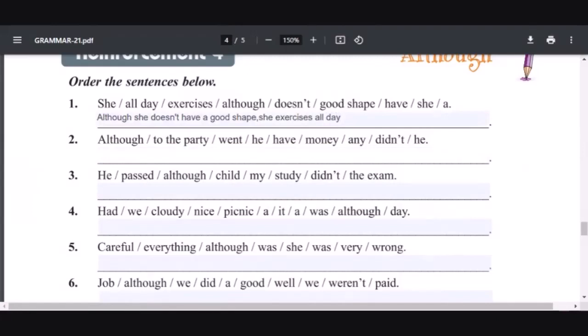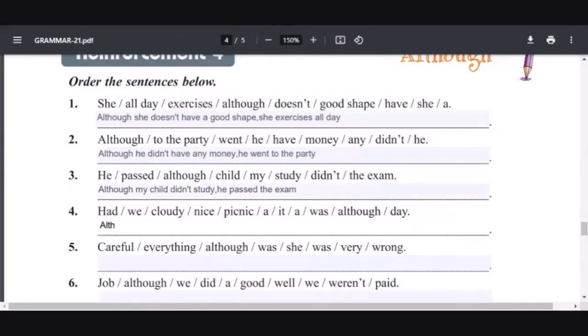Okay. Number 2. Although he didn't have any money, he went to the party. Next one. Although my child didn't study, he passed the exam. Didn't study. He passed. Next. 4.